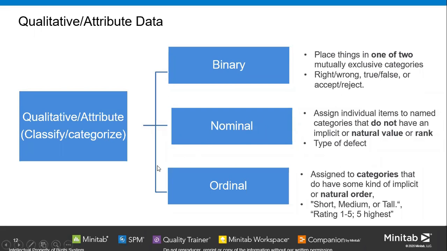So they classify your variables into 3 types: binary, nominal, and ordinal. Binary means you have only 2 options, accept or reject. Nominal is something like color or type of defect. Ordinal is something like a Likert scale or rating 1 until 5, where 1 is the worst and 5 is the best. We call that ordinal.